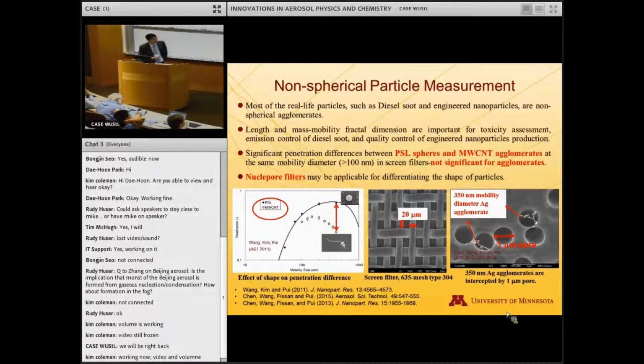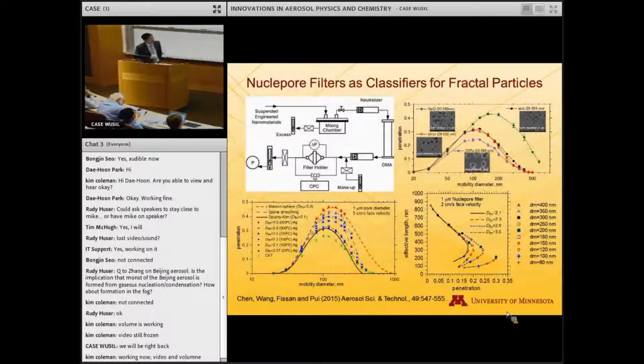For example, this is about 1 micron nuclear pore openings, and we are collecting some 350 nanometer diameter silver. You can clearly see that some of those agglomerates are intercepted at the opening of the pore. So we further developed that, to try to make use of this technique for fractal dimension, length measurement, and so on. This is how we do that.